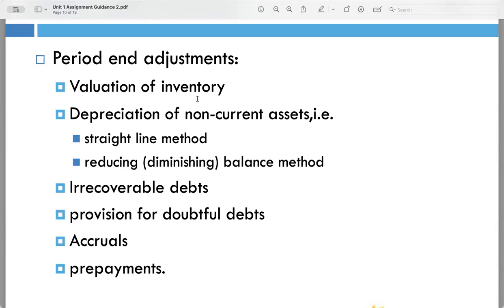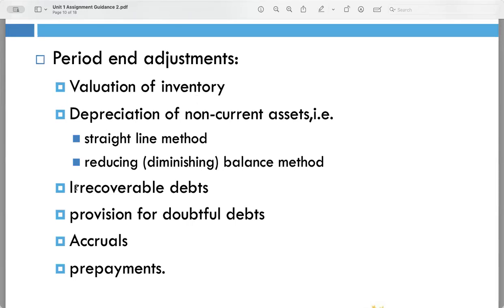Depreciation of non-current assets: straight line method, reducing balance method. The straight line method calculates annual depreciation by dividing the cost of the asset by the useful life. The reducing balance method calculates depreciation as a fixed percentage of the book value of the asset at the beginning of the year. So these non-cash expenses are added back to the net income in the operating activities section, since they do not involve actual cash flows.